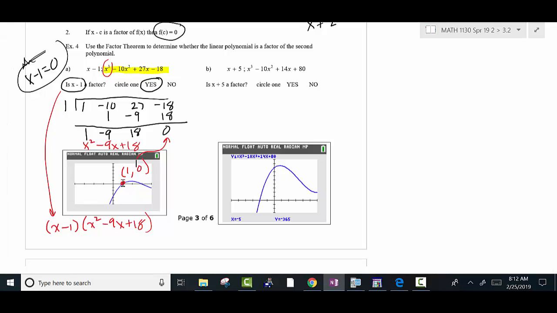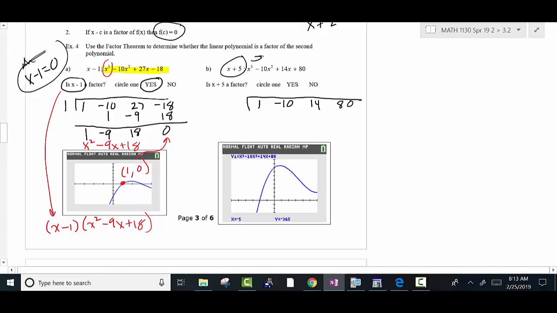Okay, so let's do the next one. I'm just going to do a couple of examples of these because they're all pretty straightforward to do. And this one, no missing terms. So we have 1, negative 10, 14, and 80. Now, what do I divide by? 5 or negative 5? Negative 5. Make sure that you do that right.